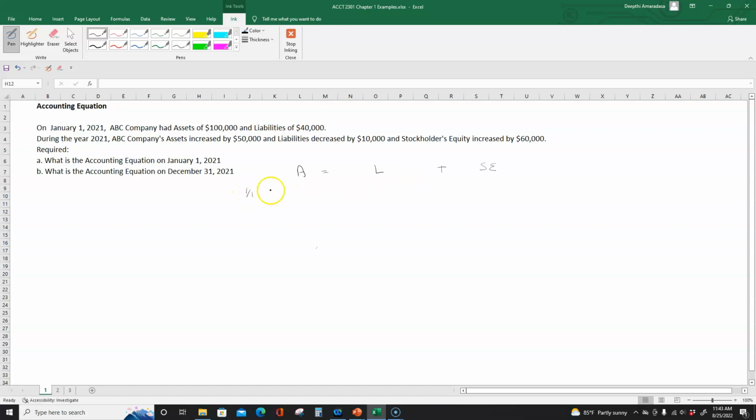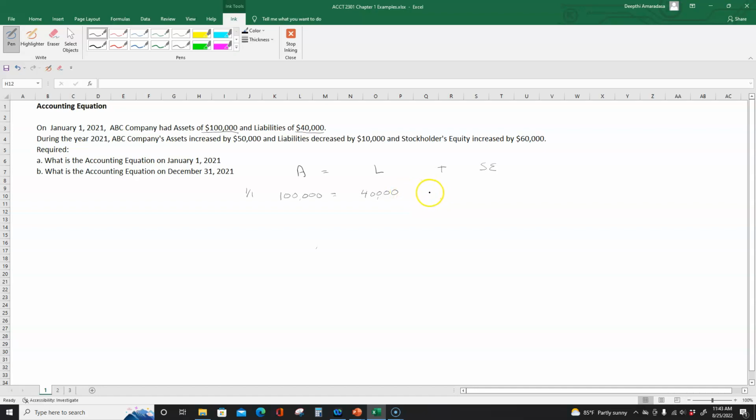So on January 1st, let's see what they have told us. They've told us that the company has assets of $100,000. So I'm going to put $100,000 on the left-hand side of the equation for assets. They also told us that the company had liabilities of $40,000. So let's put $40,000 here. But they didn't tell us anything about equity.